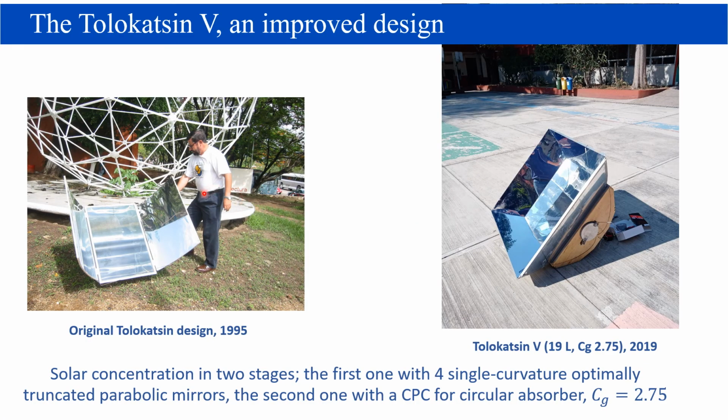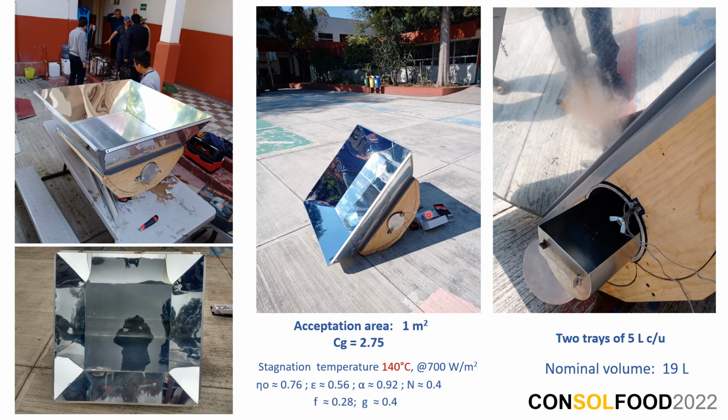On the left side of this slide, you see the original 1995 model. It works very well, but it could be improved by using 4 mirrors instead of 2 in the first stage of concentration, as shown in the model on the right side. This improved model has 19 liters of internal volume, where 1 or more trays of stainless steel are placed, and is able to reach stagnation temperatures above 140 degrees.